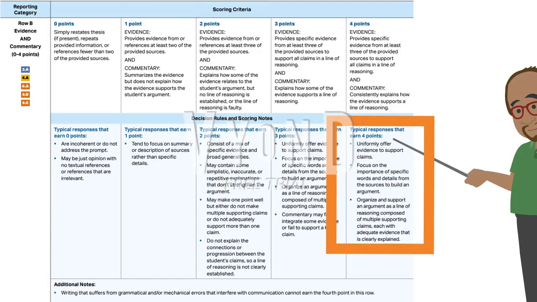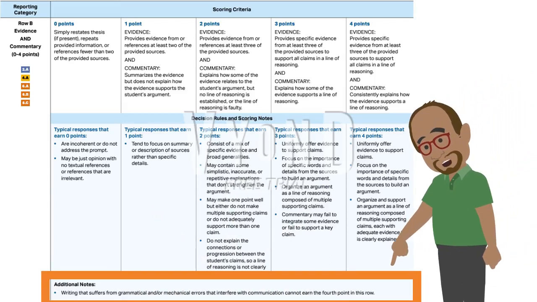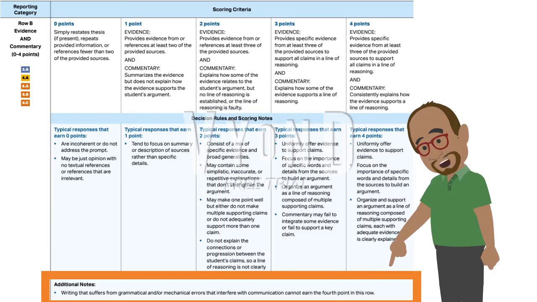The focus is once again on specific words and details from the sources, and the argument is organized as a line of reasoning that builds on itself with multiple supporting claims, each with adequate evidence that is clearly explained. Again, keywords are consistent, uniform, and adequate. The essay does not have to be perfect to earn 4 points, nor does it have to be free of grammatical errors. Grammar does not affect a student's score unless it's so poor it distracts from or muddles the meaning of the student's argument. In those specific cases, a student may not earn 4 points.